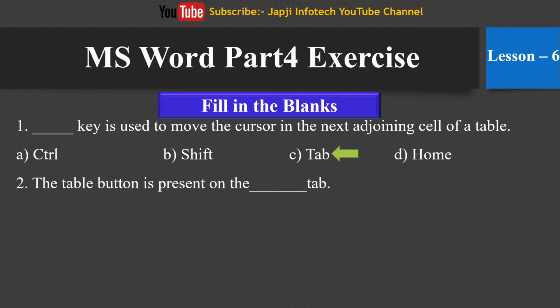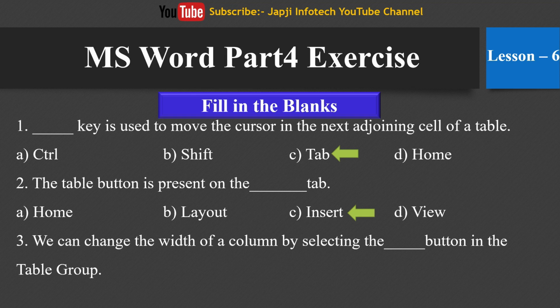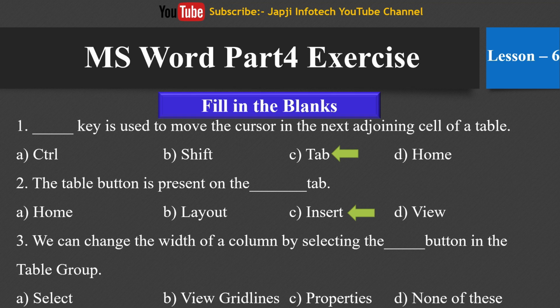Second one is: the Table button is present on the dash tab, and the options are Home, Layout, Insert, and the last one is View. So the right answer is: the Table button is present on the Insert tab. Third one is: we can change the width of a column by selecting the dash button in the Table group, and the options are Select, View Gridlines, Properties, or none of these. So the right answer is: we can change the width of a column by selecting the Properties button in the Table group.